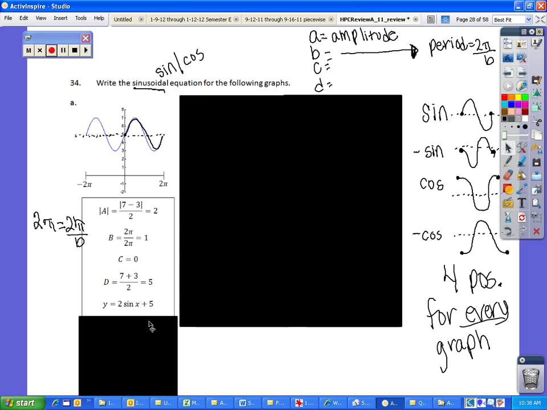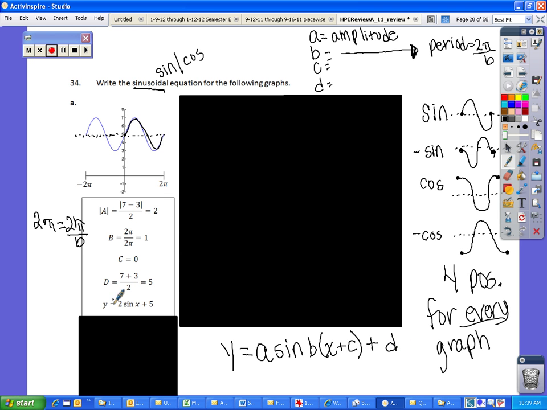So that makes your equation. Now you're just going to fill that in, and your basic form is y equals the A value times the sine or cosine, in this case it's sine, of the B value times x plus the C value, plus D.